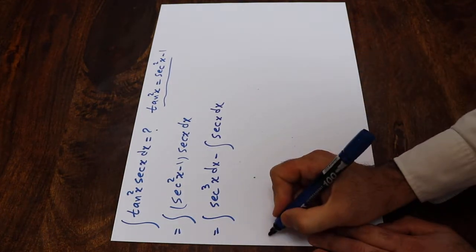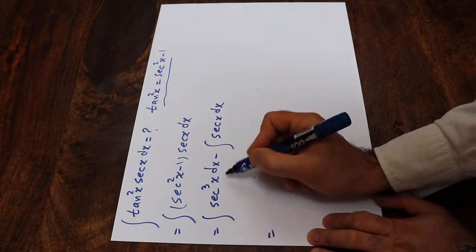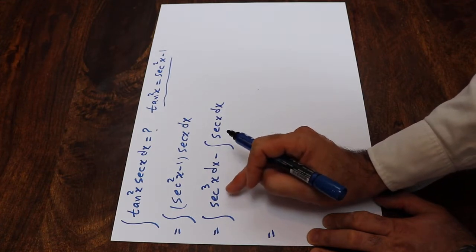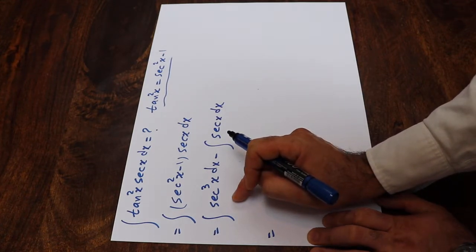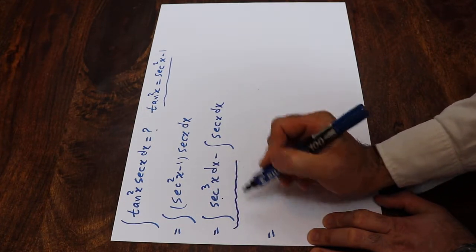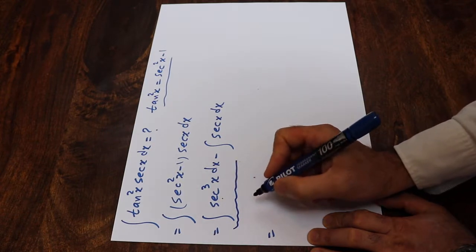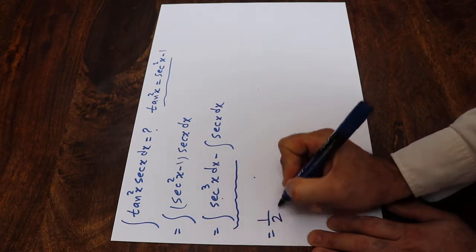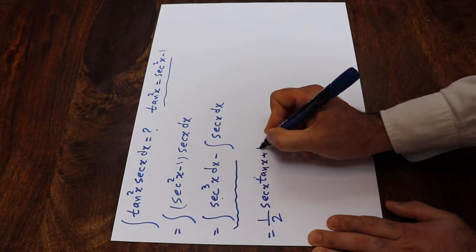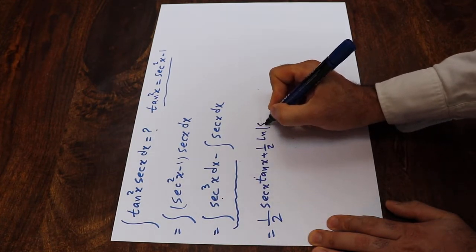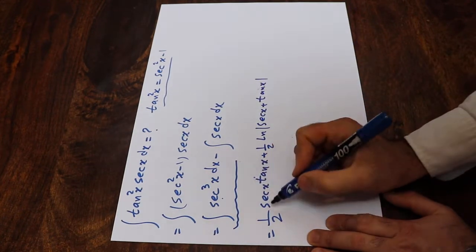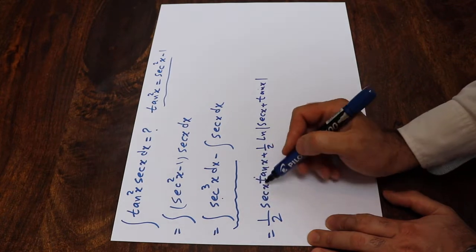Okay, so for the first term, the integral of secant cubed x dx, I have solved this integral in the past, and the video is already on my channel. So if you look into my channel, you will find how to solve this integral, and the solution is equal to 1 divided by 2 secant x tangent x plus 1 divided by 2 ln of the absolute value of secant x plus tangent x. As I said, this solution is already in my channel, so I don't want to repeat it here.